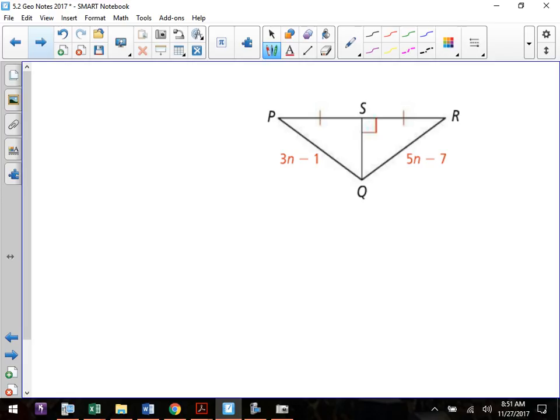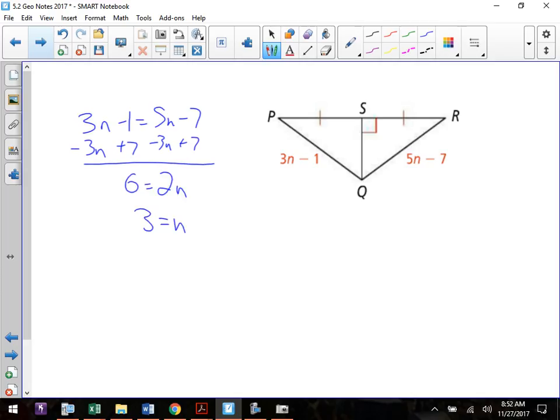All right, so this, again, works out pretty quick. You know that they have to be equal to each other because QS is the perpendicular bisector. Are we at the point now where we can kind of do two steps at once? Subtract the 3n, add the 7. We get 6 is 2n, therefore we get 3. Always double check it. 3 times 3 is 9, subtract 1 and you get 8. 15 minus 7 is also 8, so we know we're okay.